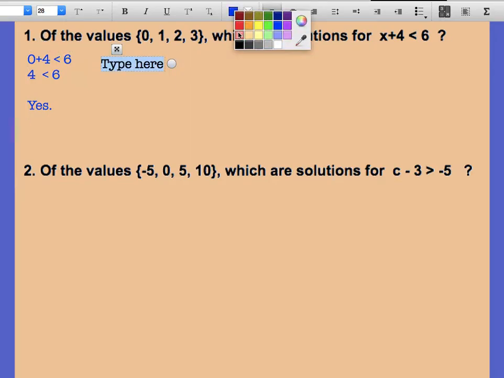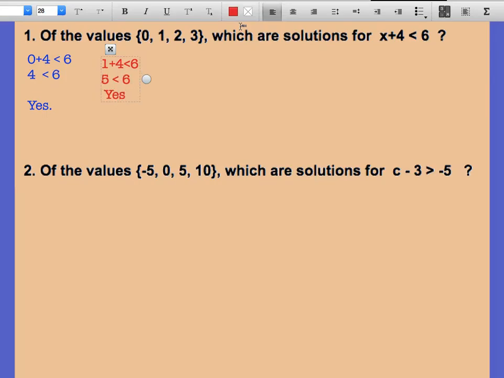Let's try the next one. So 1 is the next value, 1 in place of x, plus 4. Is that less than 6? 1 plus 4 is 5. Is 5 less than 6? Yes. So that's still true. All right, let's try the next value here. The next one is 2, so 2 plus 4, is that less than 6? 2 plus 4 is 6. Is 6 less than 6? Well, no, 6 is not less than 6. 6 is exactly 6.